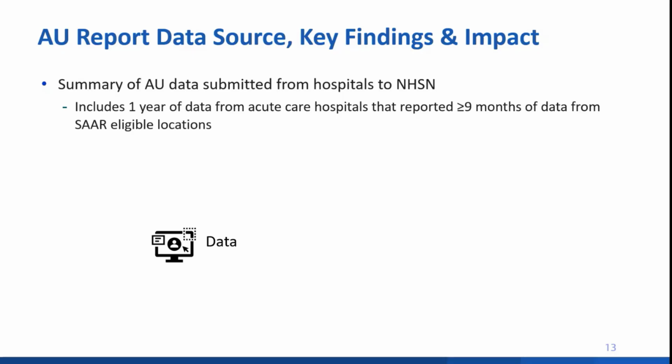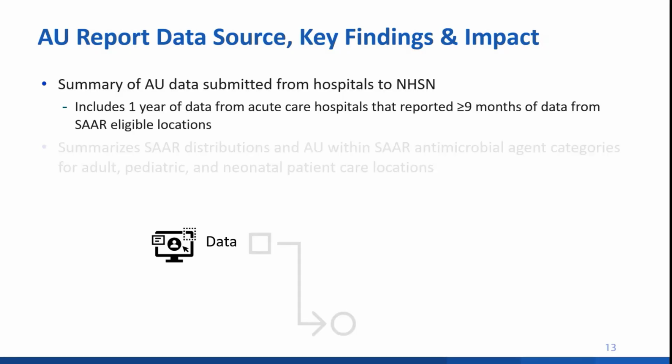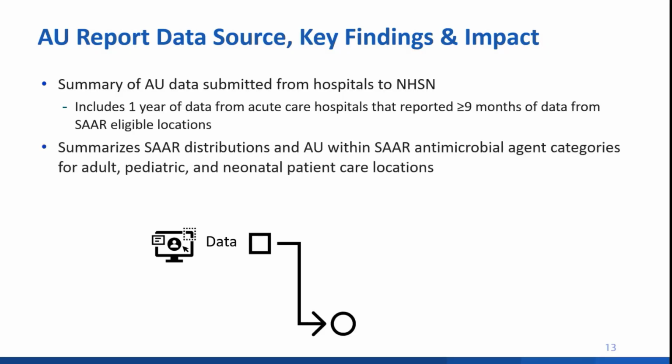The report includes 1 year's worth of data from acute care hospitals that reported at least 9 months of data from SAAR-eligible locations. It provides a summary of SAAR distributions and antimicrobial use within SAAR agent categories for adult, pediatric, and neonatal patient care locations.